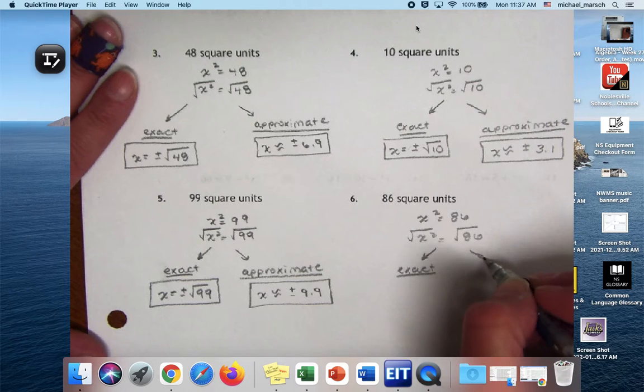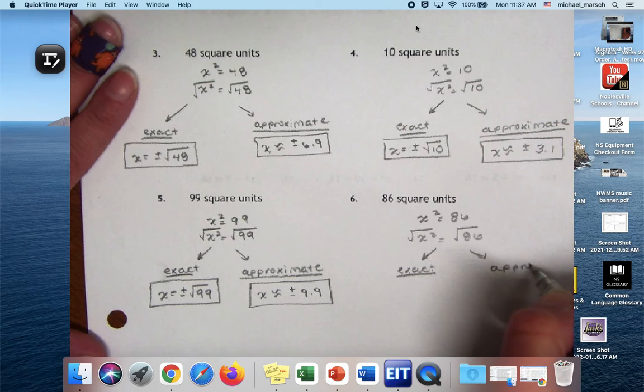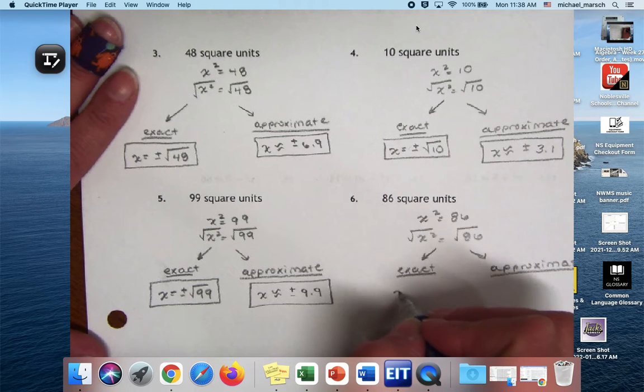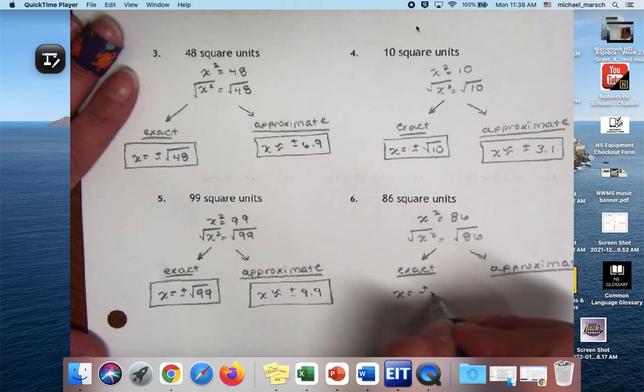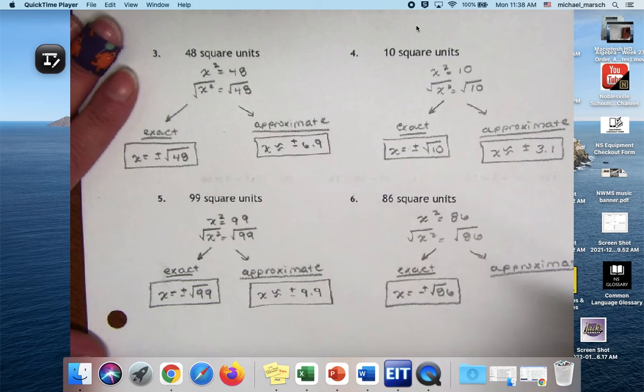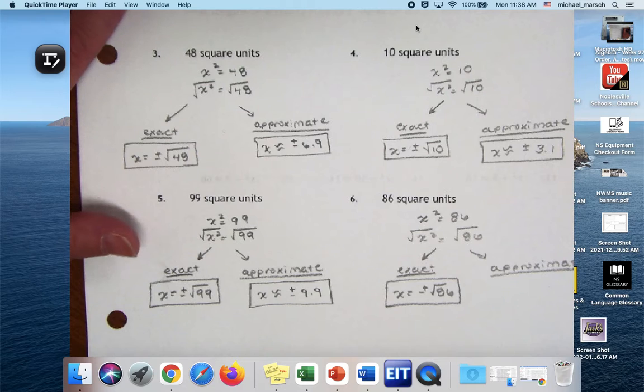Do we have to write both answers on the test? Yep. We have to write both answers on the test. If it's a scenario, or if it's just giving you the numbers, then yes, I need exact and approximate.